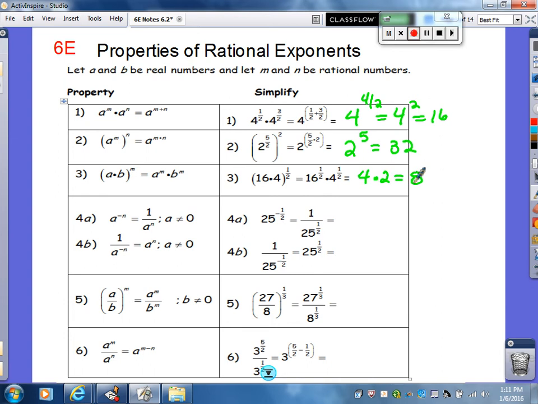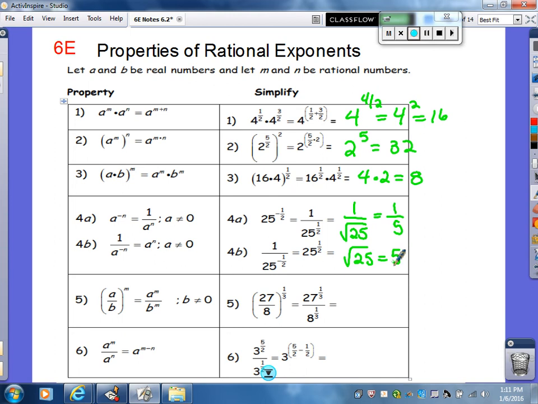Alright, recall for number 4 that a negative exponent means to take the reciprocal. So 25 to the negative 1/2 becomes 1 over 25 to the 1/2, which is the same thing as the square root of 25, which is 1/5. And part B of that, same thing, take the reciprocal. So we have 25 to the 1/2, which is the square root of 25, which is 5.